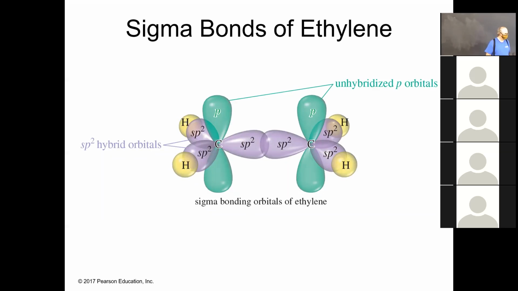So this is the structure of ethylene. The double bond comes from a sigma and a pi bond. The hybridization of the carbons is sp2, so these orbitals are in a trigonal planar arrangement. And we have a sigma bond here between the carbon and hydrogen. Then this unhybridized p orbital forms a pi bond with this unhybridized p orbital. In ethylene, all 6 atoms are in the same plane.